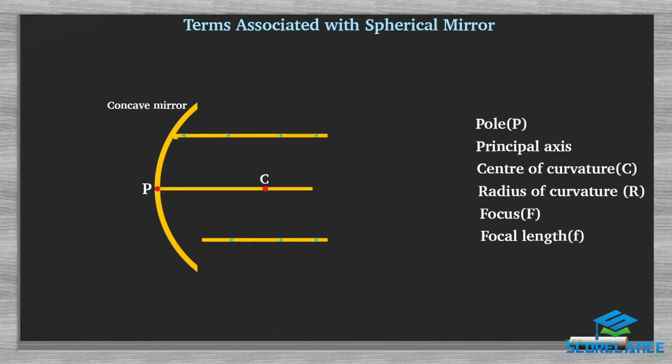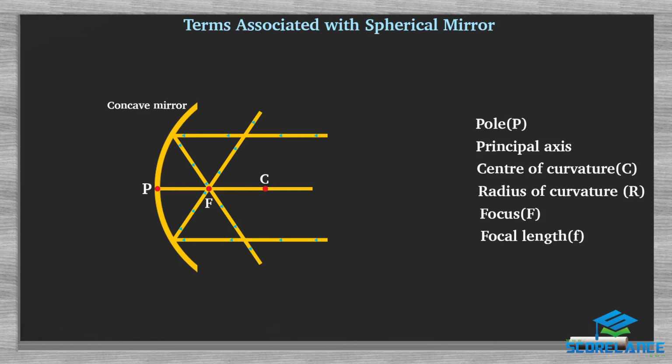Next, what is focus? When the light rays fall on the mirror, they undergo reflection. All the reflected rays meet at a point known as focus, where you can see a clear image. So focus is the point where all the reflected rays meet. Next, what is focal length? The distance between the pole and the focus is known as focal length, which is denoted with f.